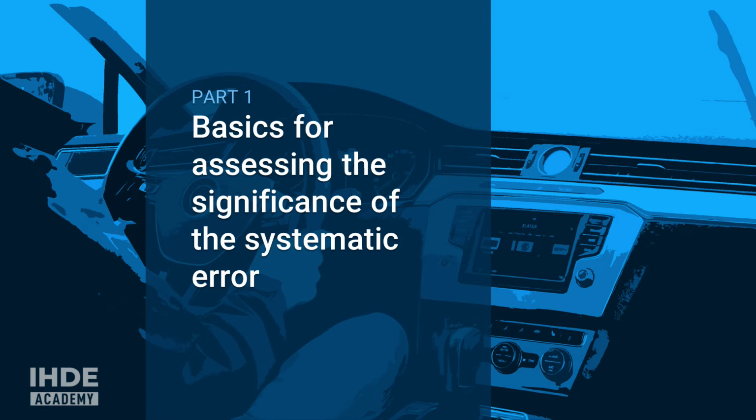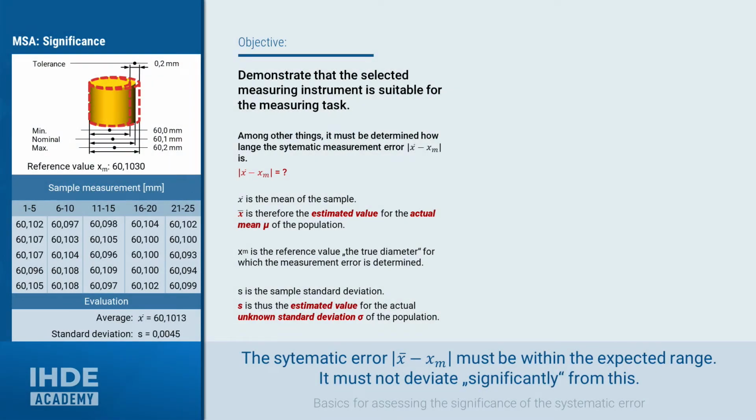Let's start with the basics needed to assess the significance for the systematic measurement error. One of the most important tasks in process monitoring is to measure the manufactured product characteristic. A suitable measuring instrument must be used for this. For this purpose, proof must be provided that the measuring instrument is suitable for the measuring task. This proof includes, among other things, determining the systematic measurement error.